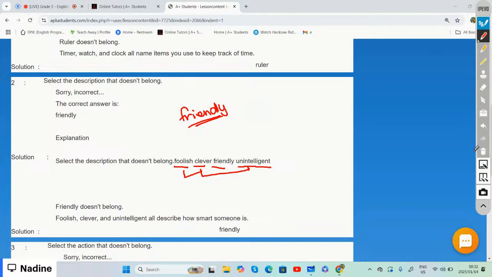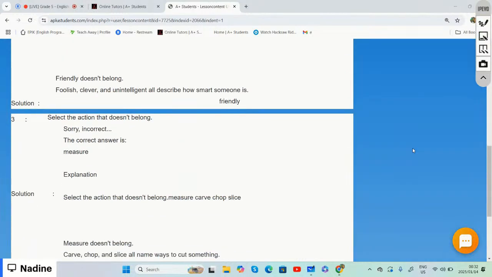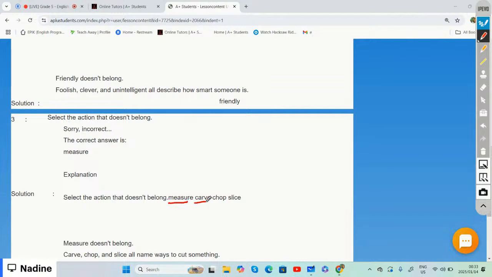All right, let's look at the last one and then we're going to our test. We need to select the action that doesn't belong. The action. We have words like measure, carve, chop, and slice. What is the action that doesn't belong?